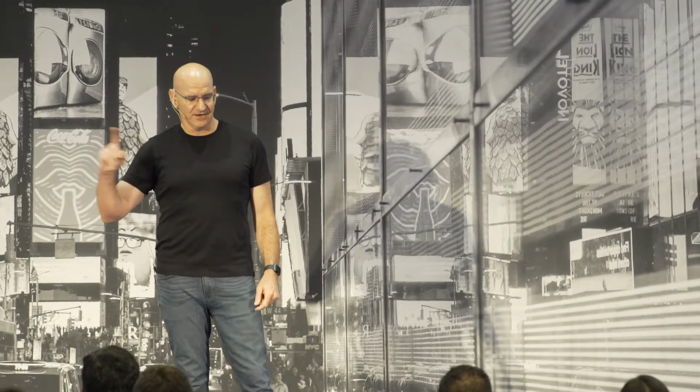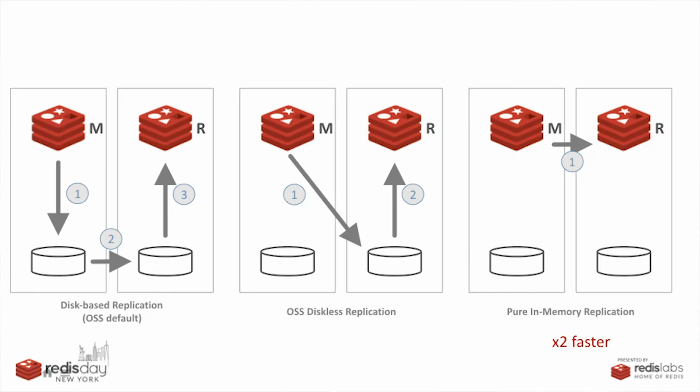In Redis Enterprise, we have layers that overcome this, and we managed to do everything in one single operation between the master and the slave. This is something like a 2x improvement in replication.